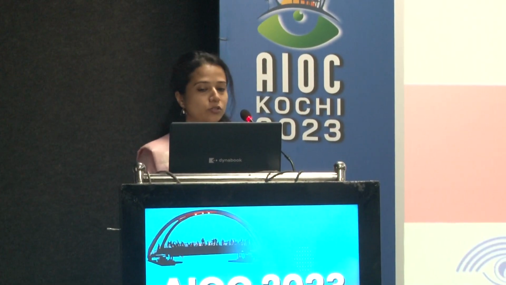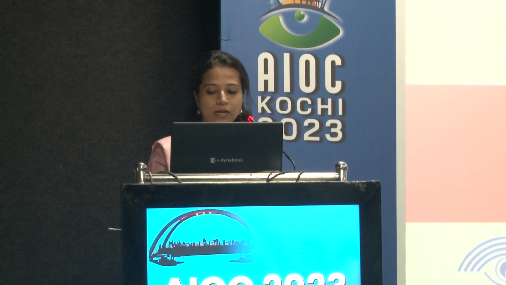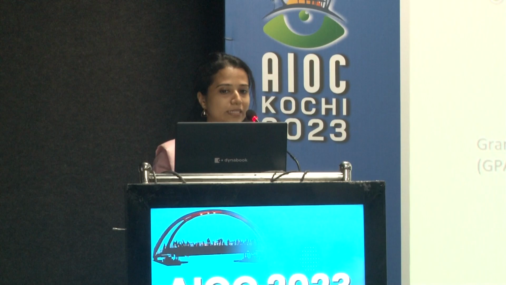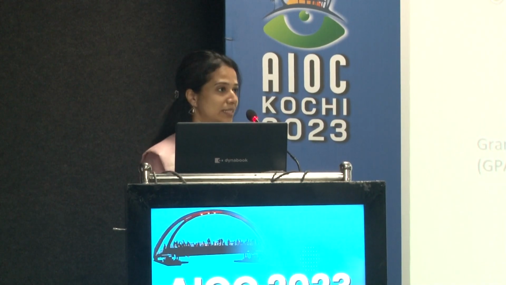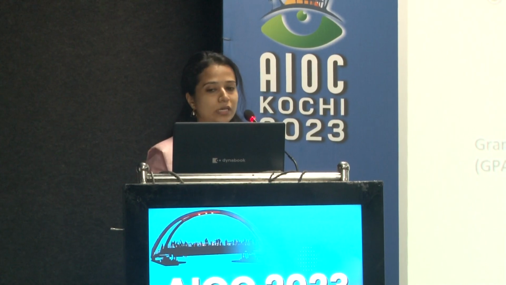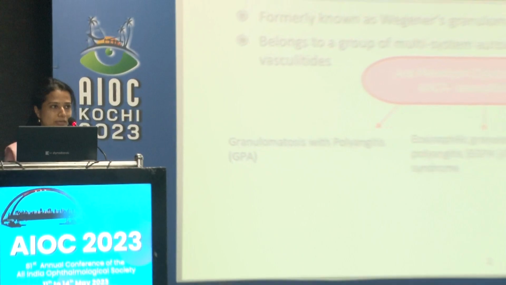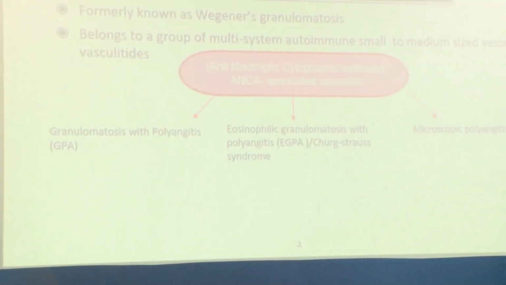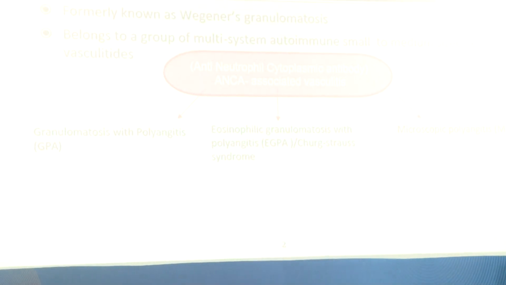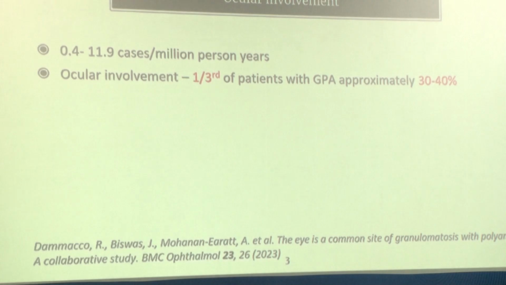Our study was on the condition ocular granulomatosis with polyangiitis. So granulomatosis with polyangiitis is a life-threatening disease previously called Wegener's granulomatosis. It belongs to autoimmune multisystem vasculitis affecting the medium and small size vessels, and it belongs to a group of diseases called ANCA-associated vasculitis. The ocular involvement is seen in about one-third of the patients, which is approximately 30 to 40%.